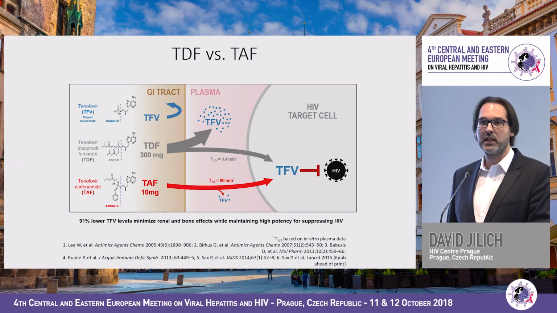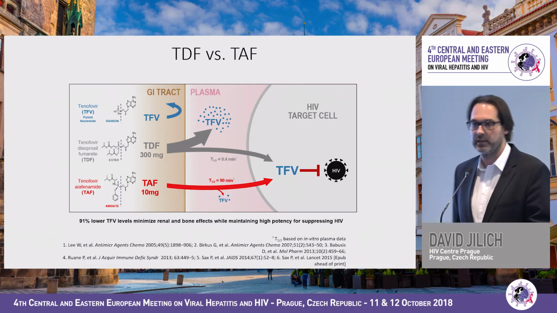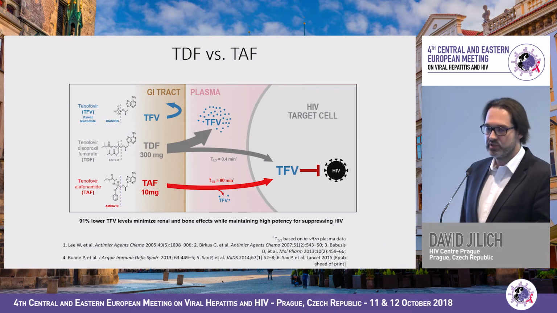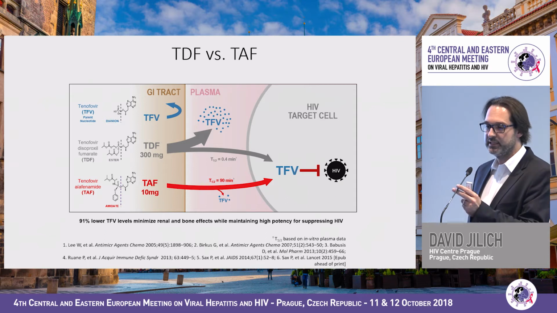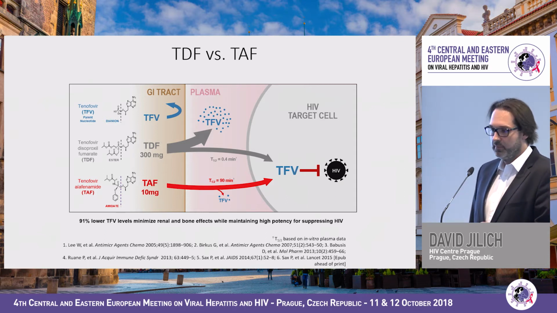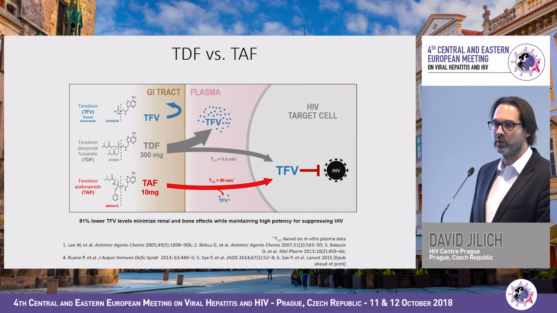The effective and elegant solution for that could be the switch to a new version, which is called TAF, tenofovir alafenamide, which is used in a reduced dose in comparison with the TDF daily dose, and the majority of that dose goes directly to the target cell, and only a small part remains in the plasmatic compartment.